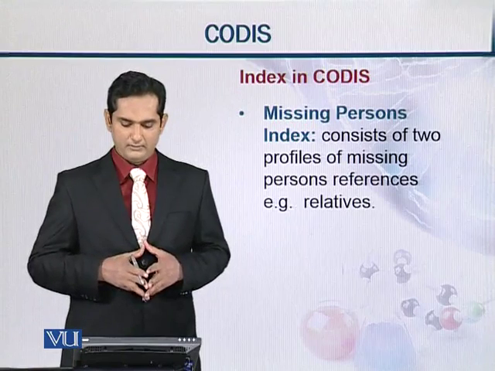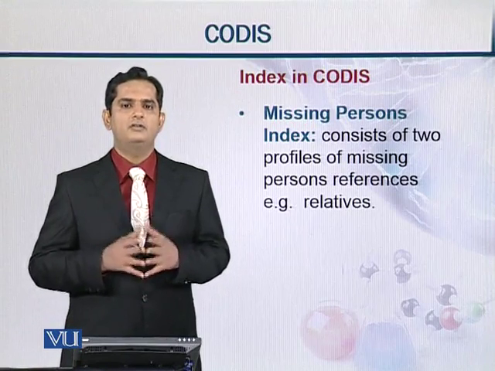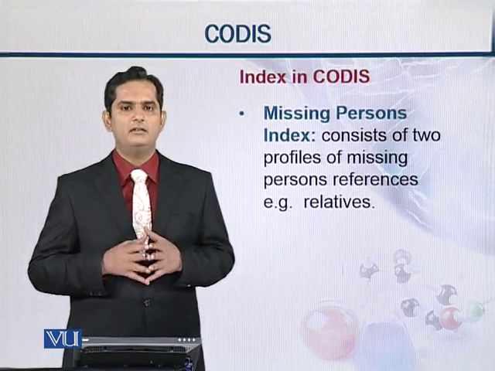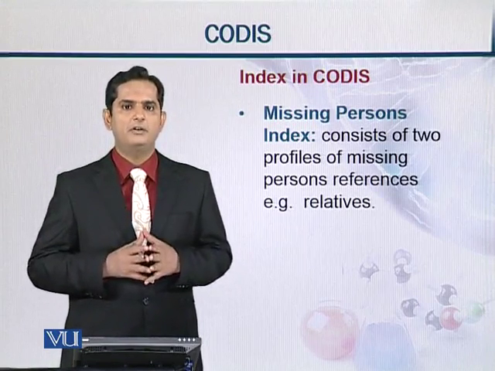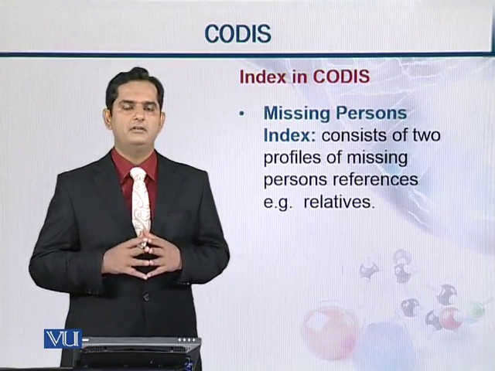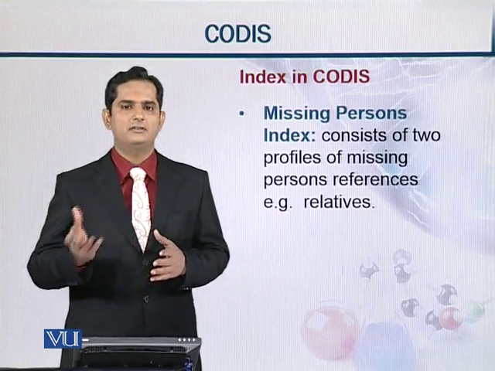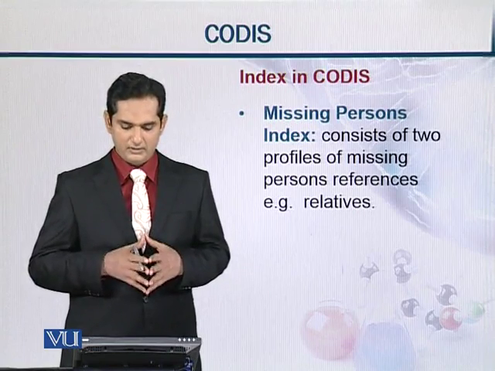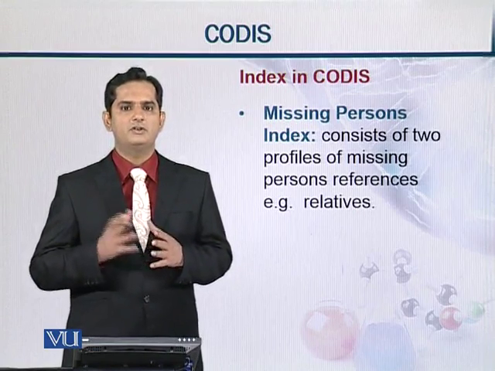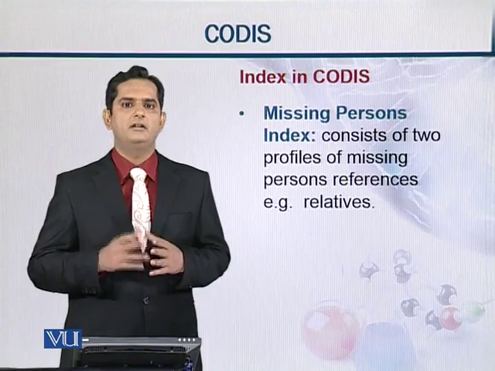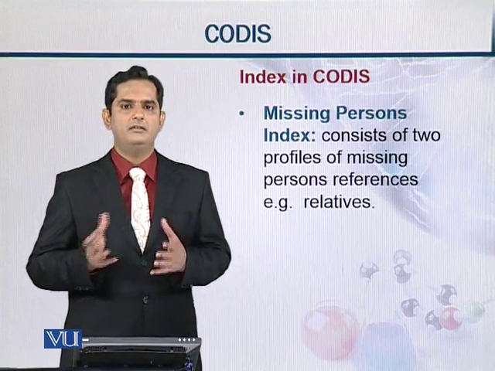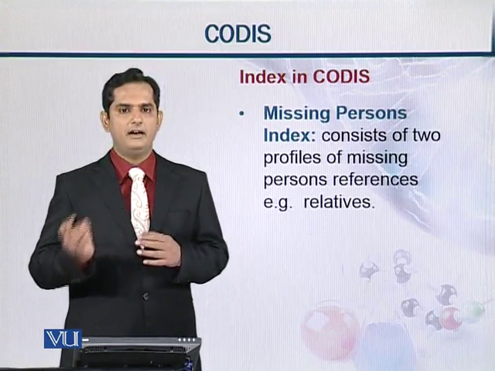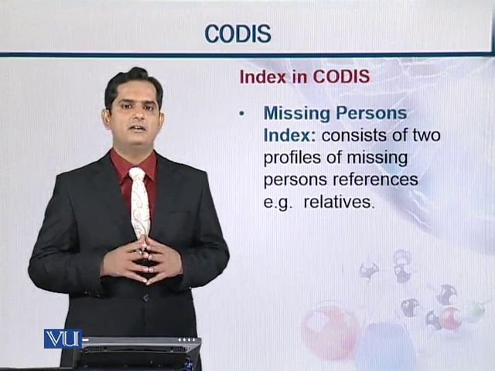Then the missing person index. Because those people are missing, their DNA cannot be gathered directly from them. So for that purpose, relatives of those people are usually taken, such as their parents' DNA, and then this information is used to find those missing persons. And if the DNA is available from before they went missing, then their DNA is recorded in the CODIS database.